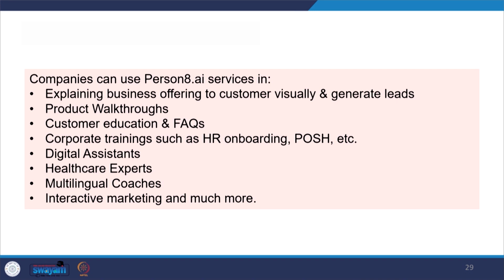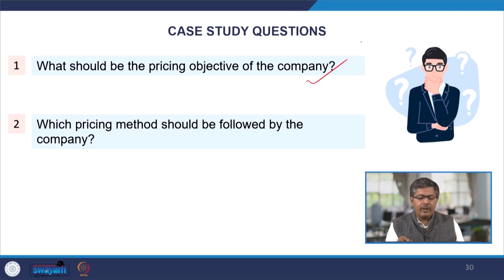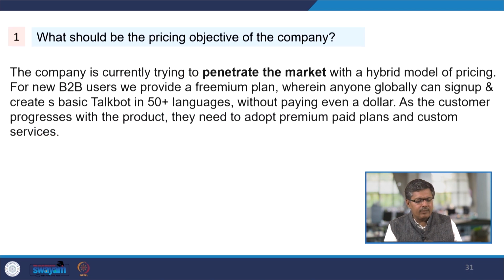So, there are some benefits that one can get if they use this service of this company. But now the question that comes here is, how would the company price its product, right? What should be the pricing objective of the company? Now, this is a real company. You can visit this site also, Person8 AI, right, started by one of the IIT Roorkee alumni only, right. Which pricing method should be followed by the company? So, these are the two questions that are important. So, how would you answer these two questions?